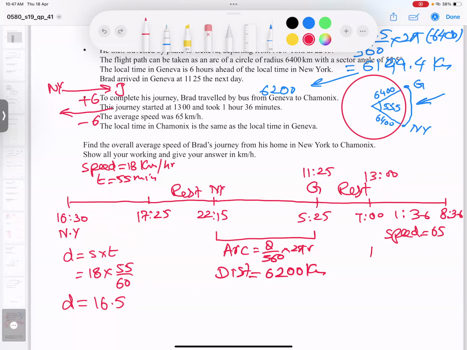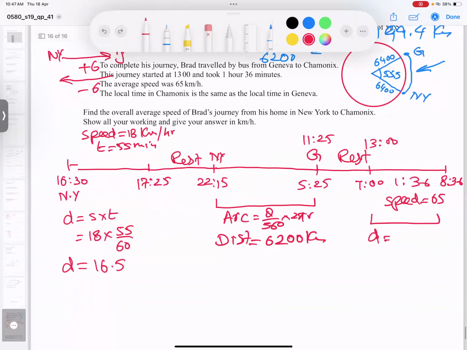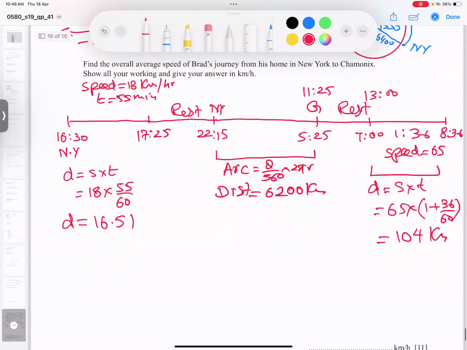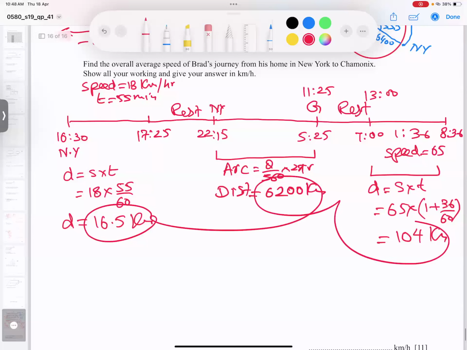Now I want to find the distance of this journey. And what is the formula? Speed multiplied by time. But again, an issue comes: speed is 65, but time is in hours and minutes. So what is the technique? 1 plus 36 by 60. 1 is hour, 36 divided by 60. Why divide by 60? To convert minutes into hours. If I multiply this, 1 plus 36 divided by 60, it gives me 104 kilometers. So we have 3 distances.